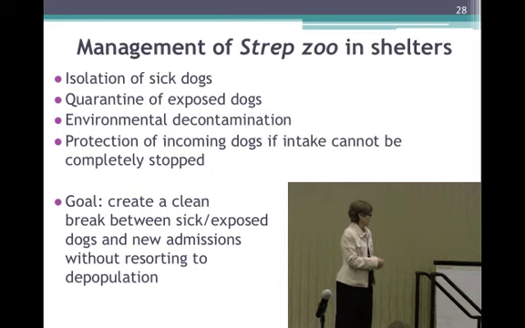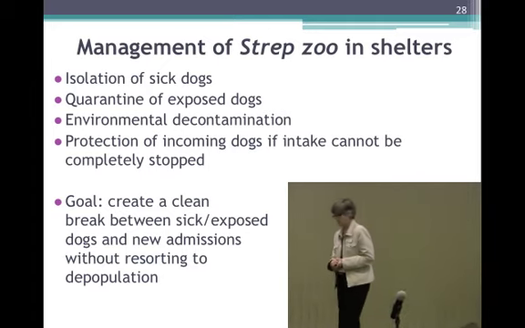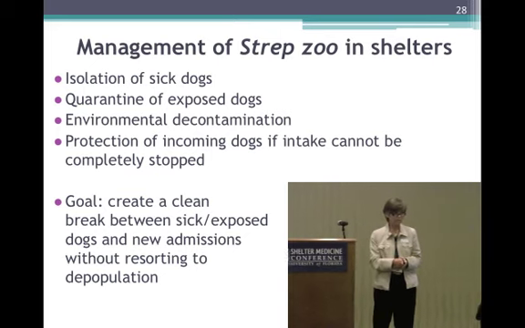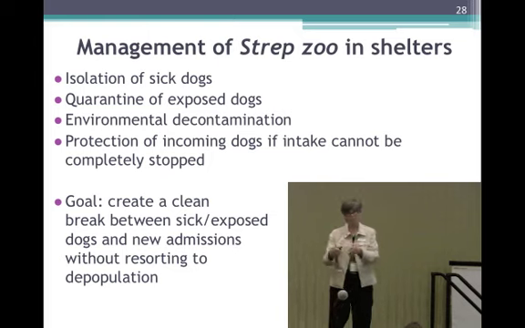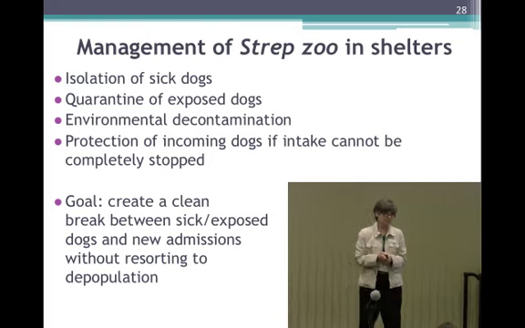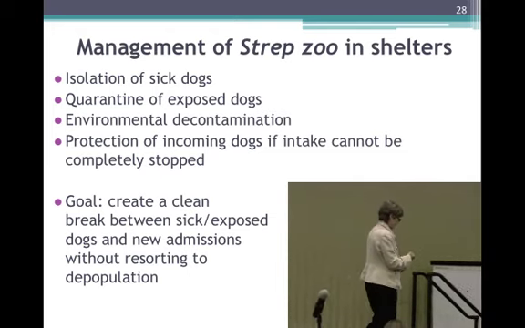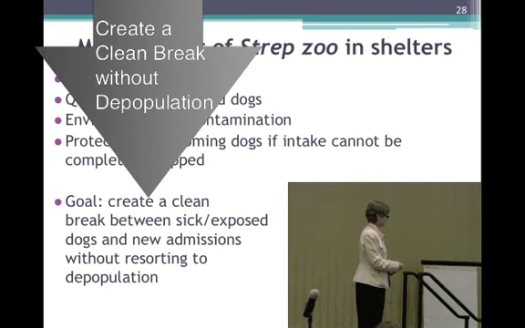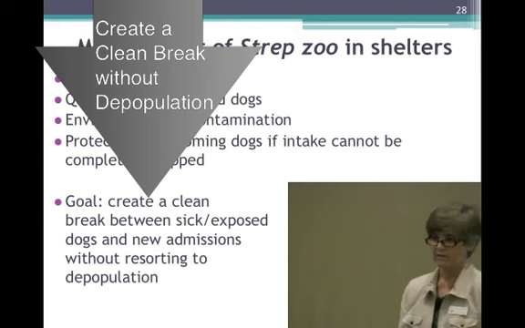Need to decontaminate the environment. If you can't completely stop intake, then all dogs that have to come in the shelter because of local ordinances need to be put in some protected environment where they're not exposed to sick or exposed dogs. Because if you don't, you're just adding more logs to the fire. The whole goal is to create a clean break between this population and new admissions without resorting to depopulation.